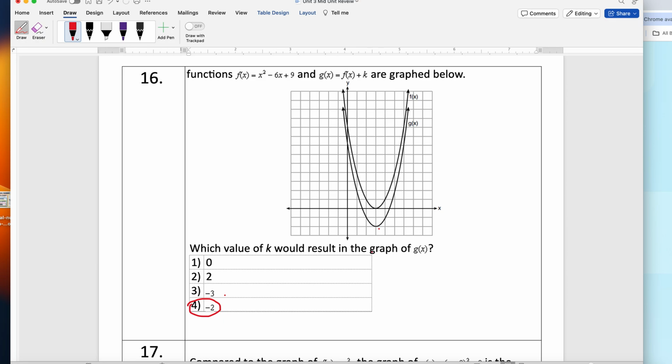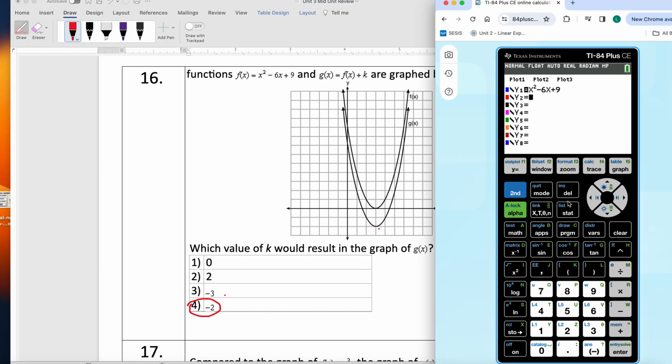So k is going to be equal to minus 2, and we can check that by putting it in our equation: x squared, I put the first one in already, minus 6x, and we're going to do plus 7 because it's 9 minus 2, and we're going to graph them and see how it changes. It looks like it's hard to see. Let's zoom standard and see what happens.